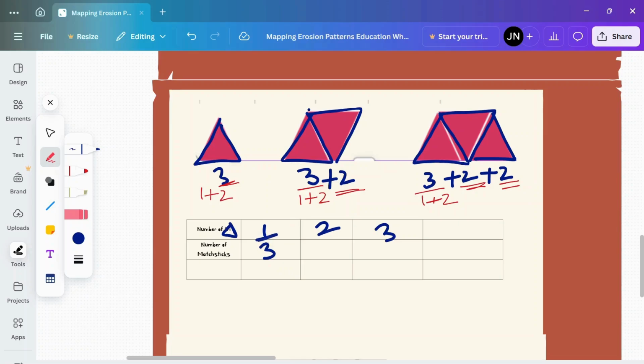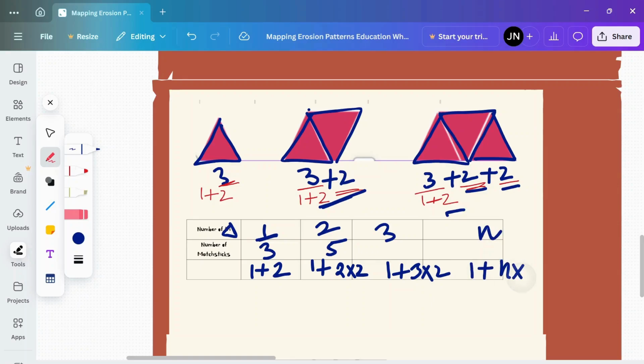We can say that for creating one triangle, we need 1 plus 2 sticks, right? For creating 2 triangles, we need 1 plus how many times 2? 2 times 2. So we get 5 sticks here. And for creating 3 triangles, we need 1 plus how many times 2? 1, 2, 3. 3 times 2. So for creating n triangles, what should be the rule? We can write 1 plus n times 2, where 2 is the number of sticks we are adding at every step and 1 is fixed. So the rule is 1 plus 2n.